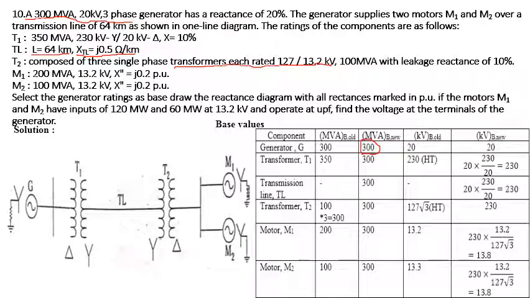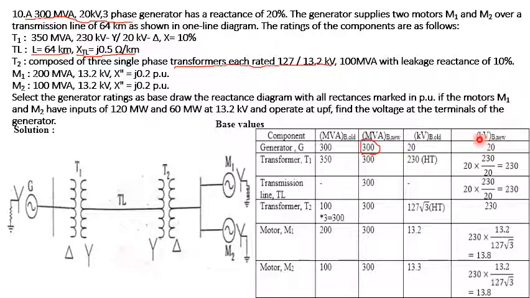This is somewhat lengthy, so that's why we are considering a tabular column to understand it. Based on the tabular column, you can write the values and get it solved. The columns are component, MVA old and new value, and kV base old and new value. For generator G1, the old value is 300 MVA, and the new value is also 300. In the numerical it is mentioned as 20 kV, and we are considering generator G1 as the base, 20 kV.